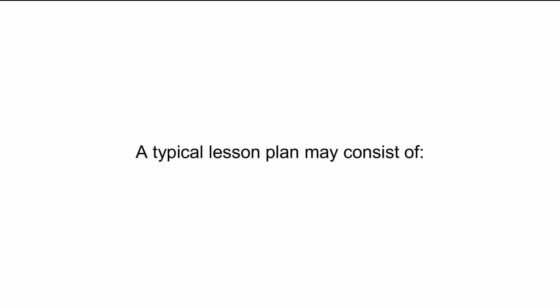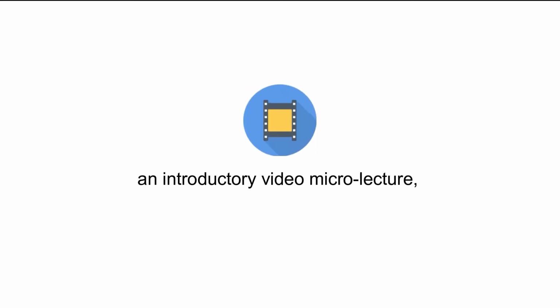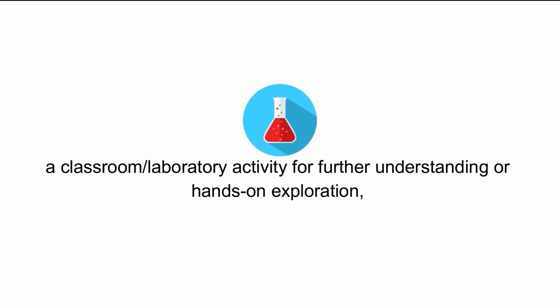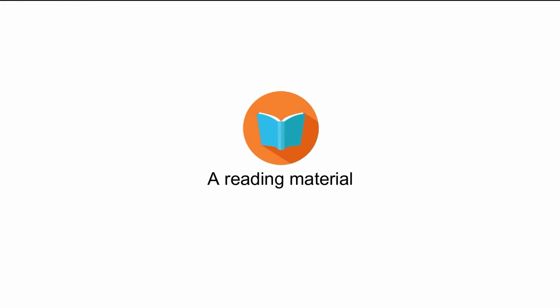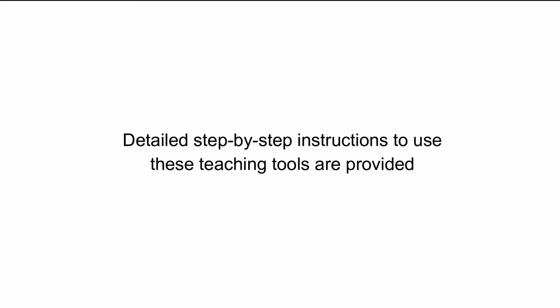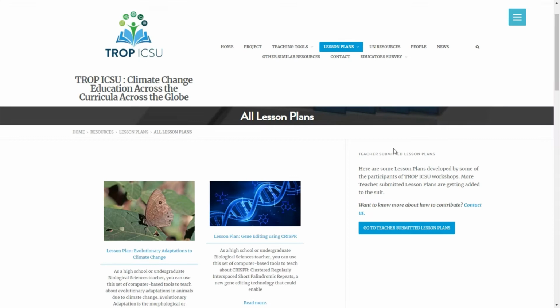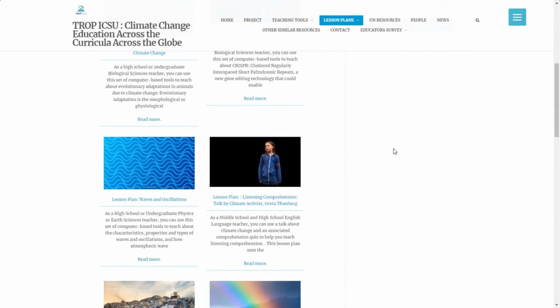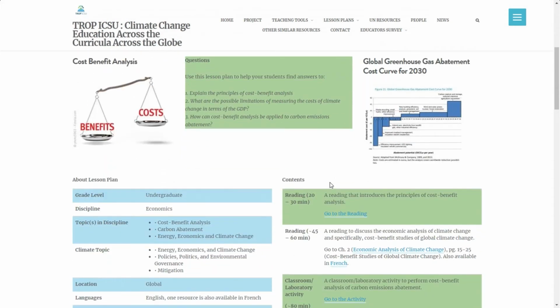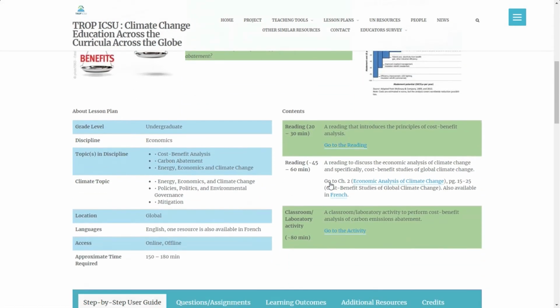A typical lesson plan may consist of an introductory video micro-lecture, a classroom or laboratory activity for further understanding or hands-on exploration, reading material, and additional resources for further exploration of the topic. Detailed step-by-step instructions to use these teaching tools are provided. Let us explore a lesson plan in economics. This lesson plan can be used to teach the topic of cost-benefit analysis at the undergraduate level.